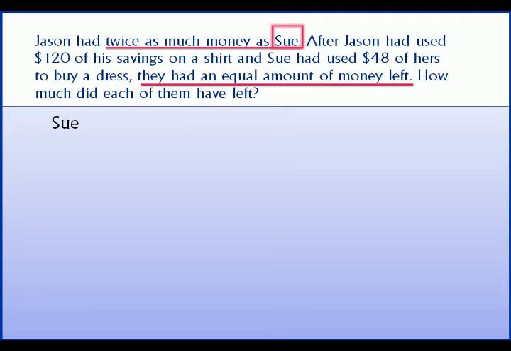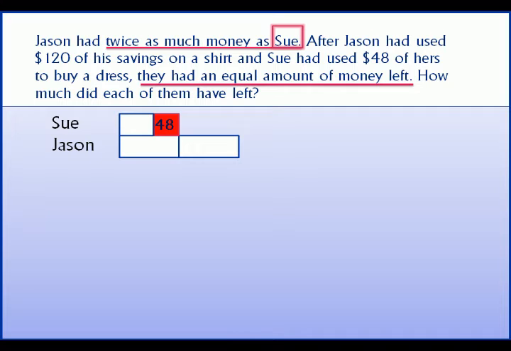First, let's draw the model for Sue. This is 1 unit for Sue. So Jason has twice as much as Sue, so Jason would be having 2 units. We also see that Sue had used $48 of hers, which means we map out that area, and also Jason had used $120 of his savings.